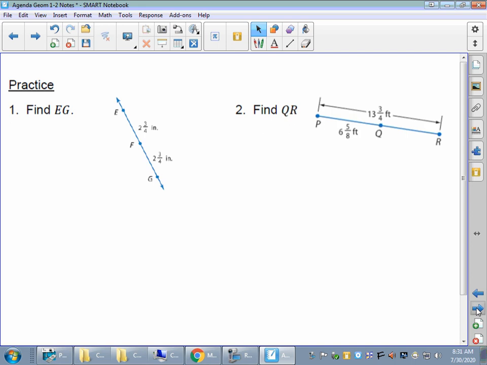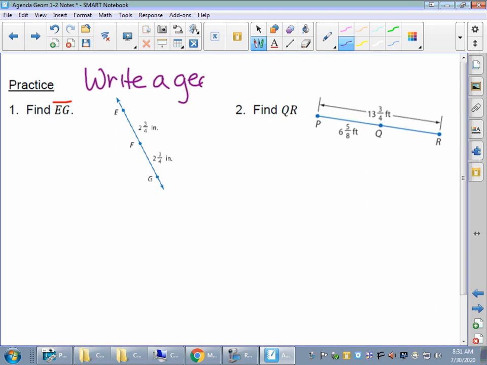So if I asked you for problem number 1, find EG, notice it doesn't have the segment thing above it because I'm looking at the measure of segment EG. You might hop right to your calculator because I know how much everybody loves fractions. But before you do that, write a geometric statement. I'm probably going to say that 100 times, or when I look at your work, I'm going to say, where's your geometric statement? Write your geometric statement first, then do the math.